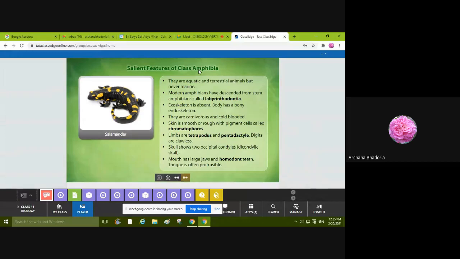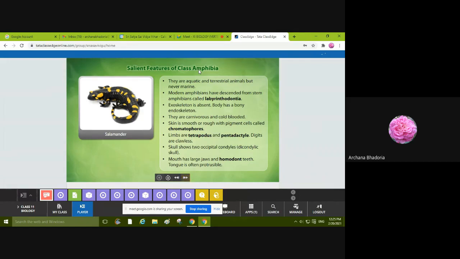The skull shows 2 occipital condyles. That is dicondylic skull. You can see it in our skeleton in our lab, children. What is dicondylic and what is monocondylic, I'll tell you. The skull is resting on your vertebral column, and there you find two condyles. We call them occipital condyles.